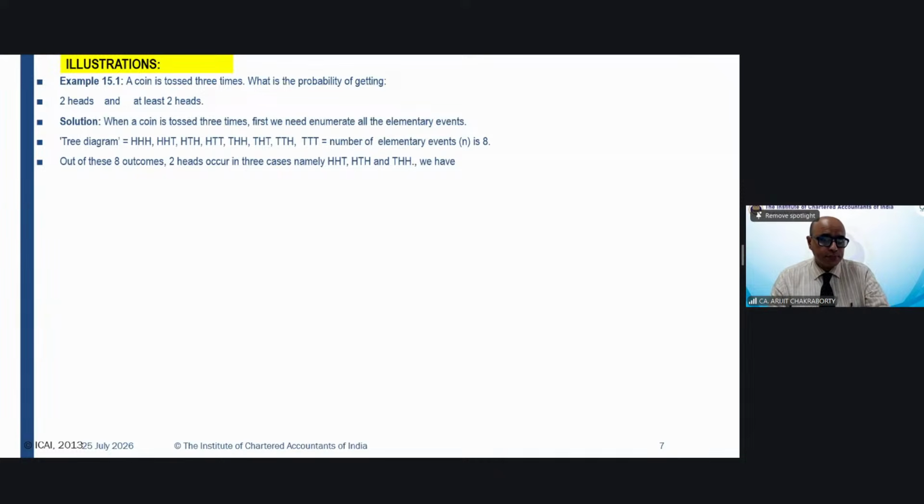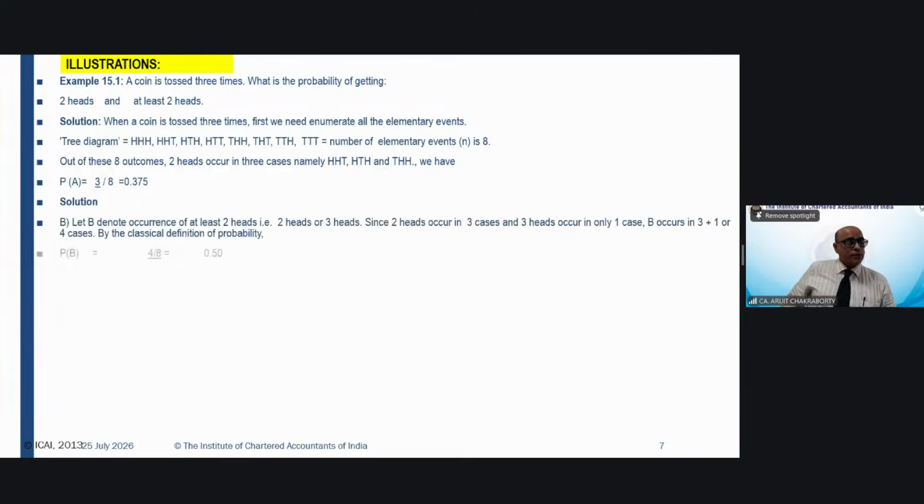Because there are 3 tosses. And we know that coin tossing is both a mutually exclusive event as well as an exhaustive event. Therefore, either I'm getting head, head, tail, or it could be head, tail, head, or it could be tail first, followed by head and head. That means 3 possible outcomes are favorable to us, and there are 8 possible outcomes. So the answer to the first part, what is the probability of getting 2 heads, is 3 by 8. Because the number of favorable events is 3, and the number of possible events is 8.